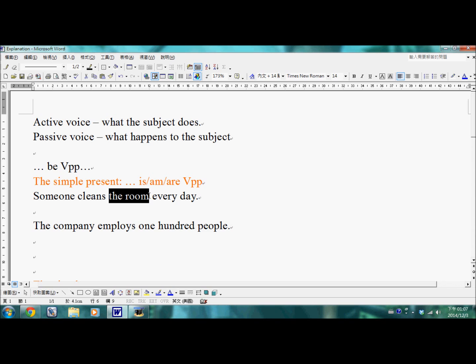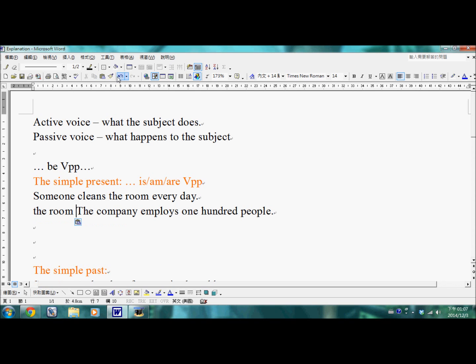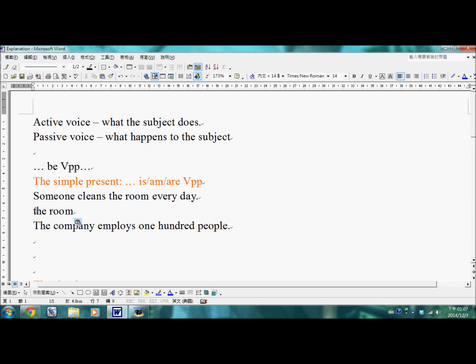So we move the object to the front of the sentence, the room, because we want to know what happens to it. Okay, and then we do something to the verb. The room goes with the be verb is. So the room is, the verb past participle of clean is cleaned. It's a regular verb. So the room is cleaned. You can say by someone, or you can just leave this part out completely because that is not important. Every day.